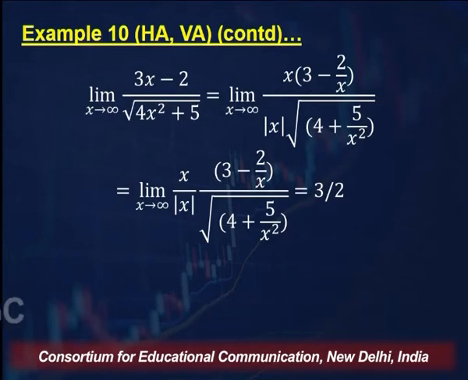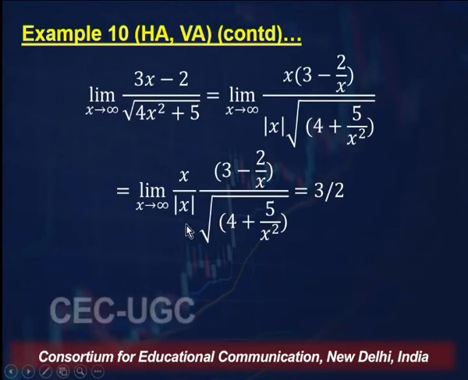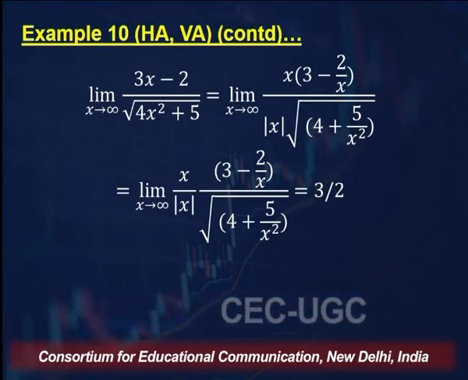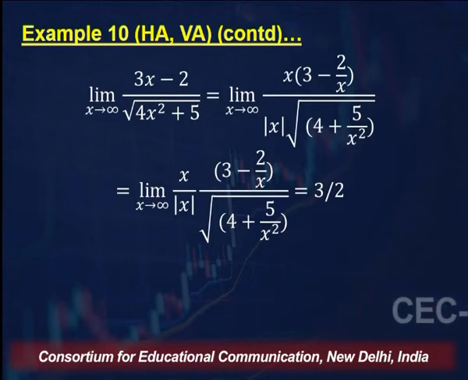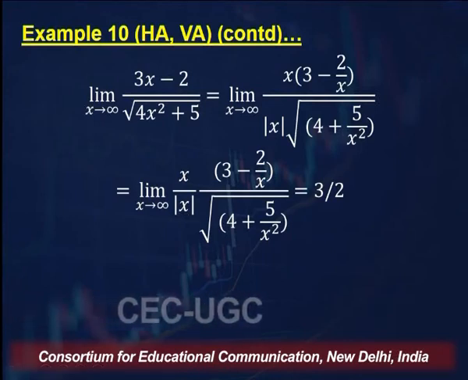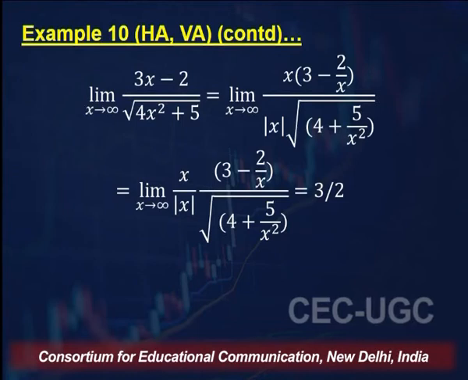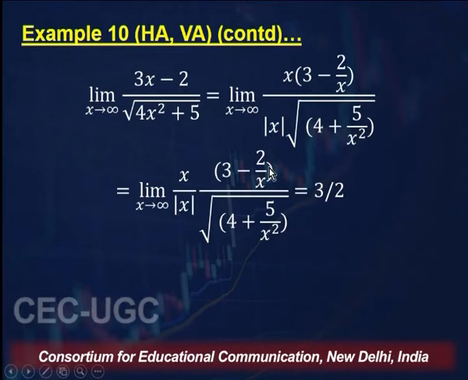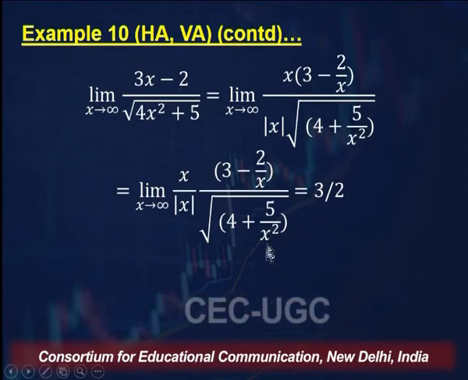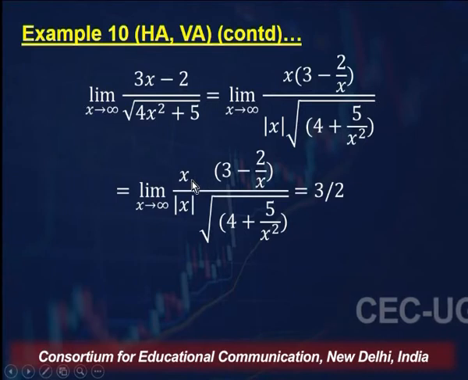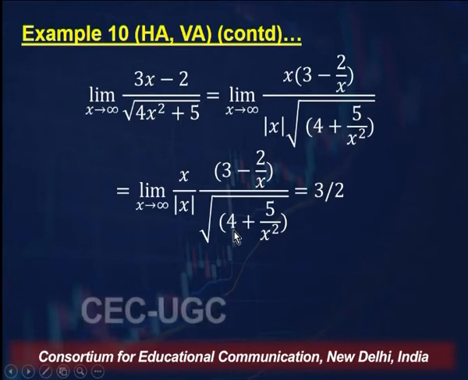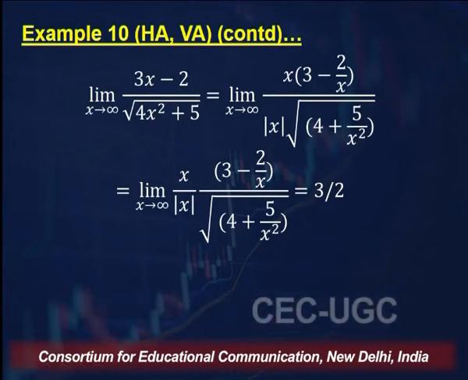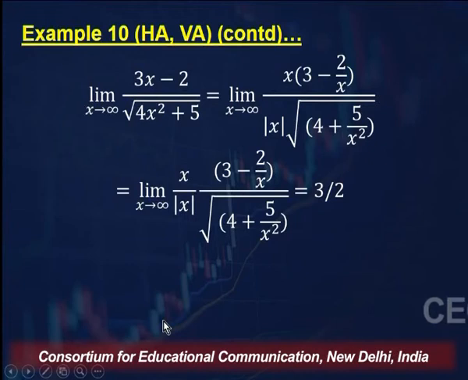So by definition, if you remember, mod x is going to be nothing but x if x is greater than or equal to 0, and it is negative x if x is negative, right? So mod x, because x tends to positive infinity, is going to be equal to x. And in the numerator, 2 by x will tend to 0, 5 by x squared will tend to 0. So your x and mod x will get cancelled here, and you'll be left with 3 divided by square root of 4, which is nothing but 3 by 2. So as x tends to infinity, the function tends to 3 by 2.